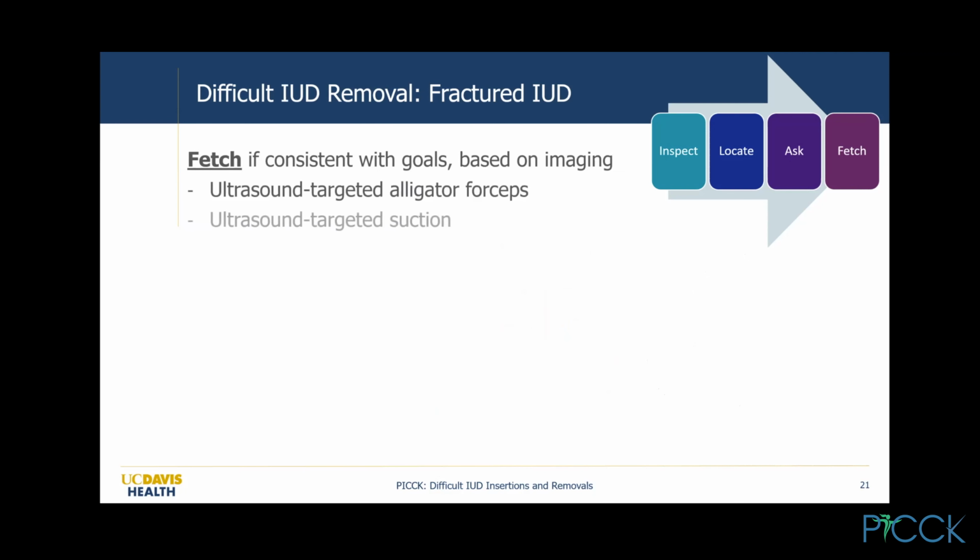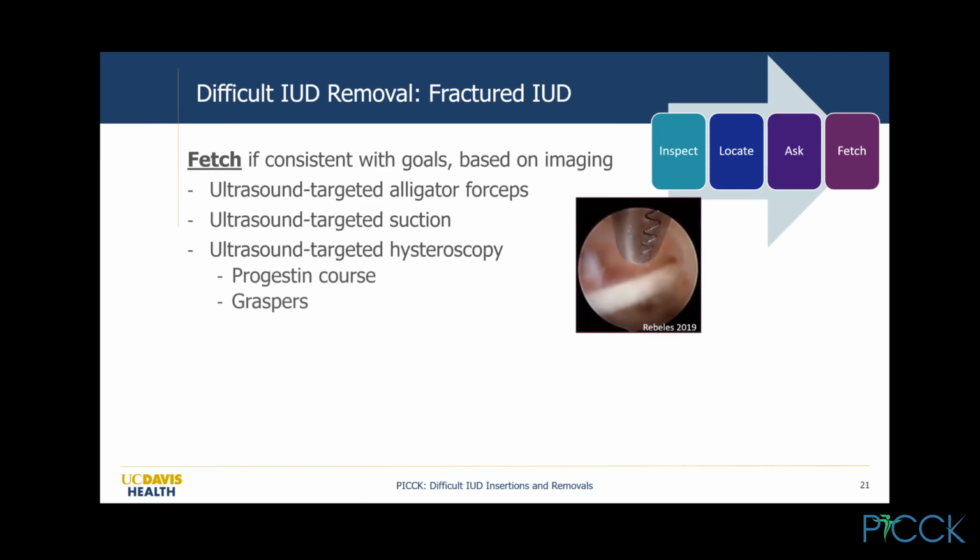There are different ways of doing it. Most of these are done with ultrasound guidance, but you can use alligator forceps in the office, you can use suction in the office, or you might need hysteroscopy. If you do hysteroscopy, I would suggest a progestin course in order to thin out the endometrium to make it easier to see any part of the IUD that may be visible at that point, and have really good graspers. This is a picture from a hysteroscopy where you can see a view of the IUD within the uterus, and this is the grasper that they'll use to then remove it.